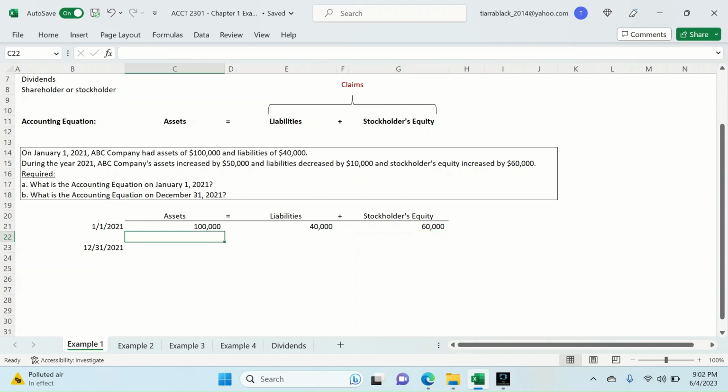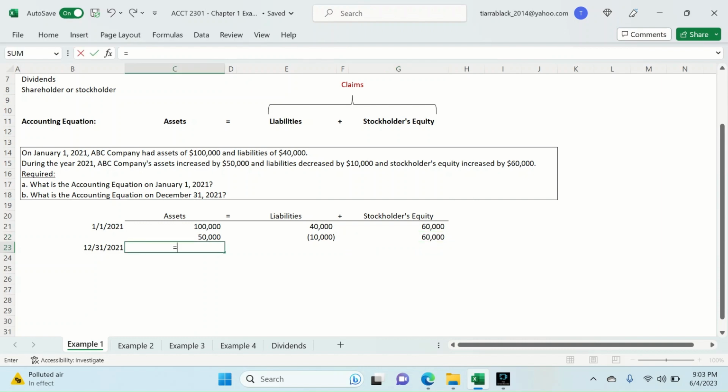Next, we're told that there were some changes throughout the year. So let's account for the changes. We see that ABC Company assets increased by $50,000, so we'll show a positive $50,000. Then we have liabilities decreasing by $10,000, so negative $10,000 here. And as you'll note, in accounting, we always show negative numbers with parentheses, so just a note there. And then lastly, we see that stockholders' equity increased by $60,000, so we'll show a positive number.